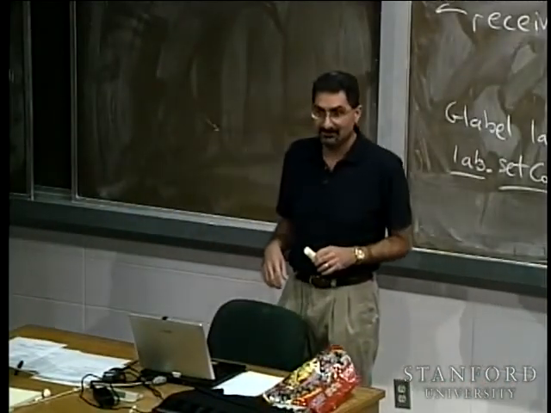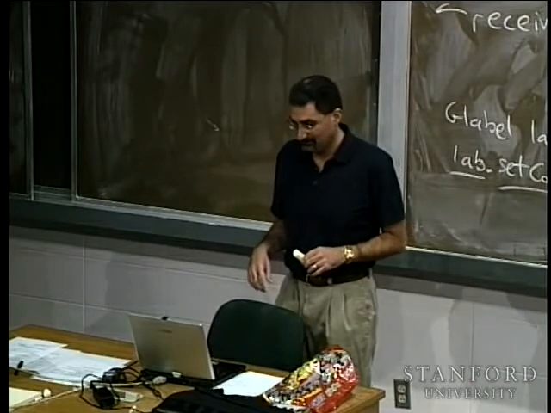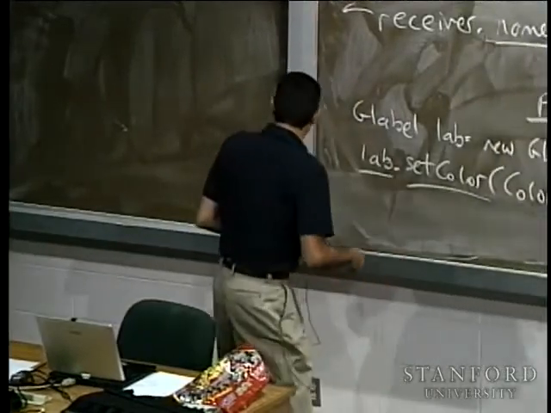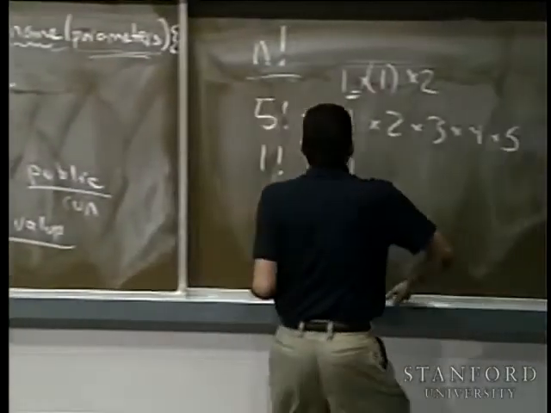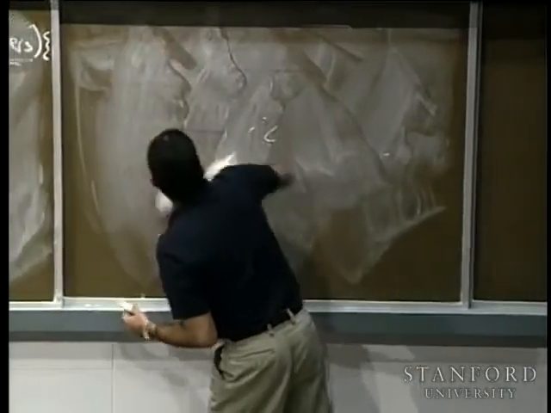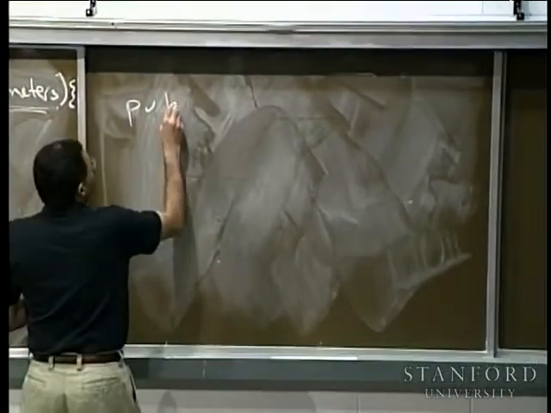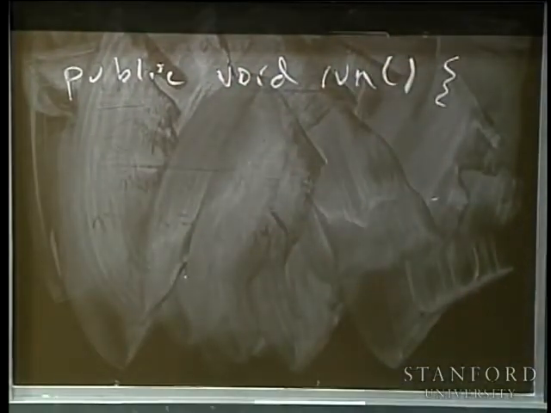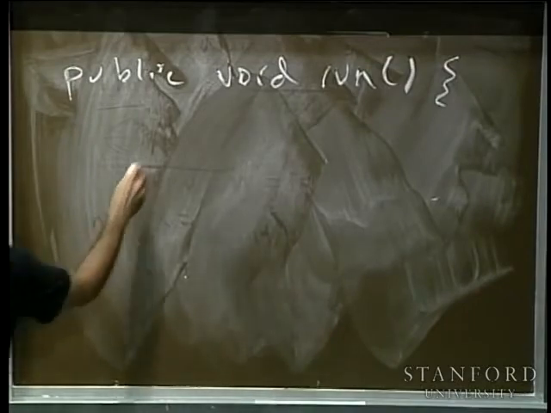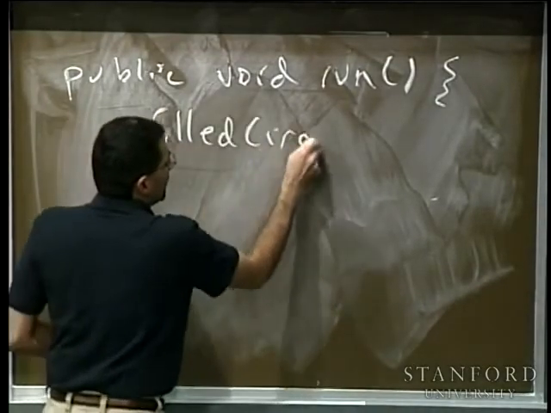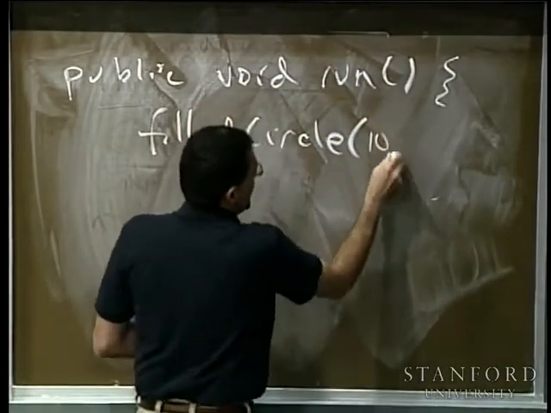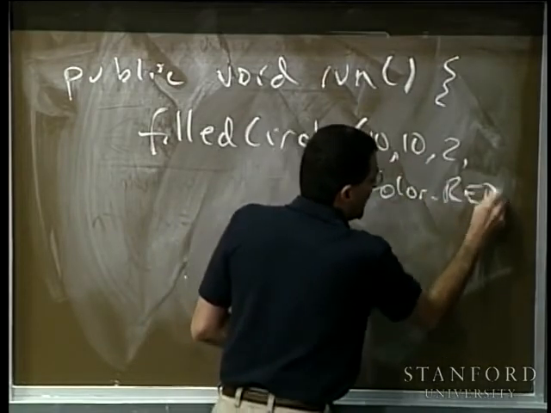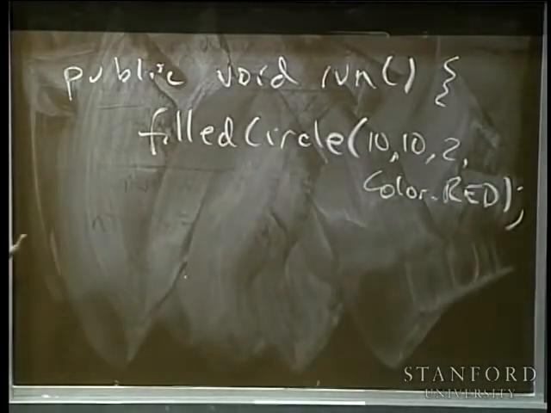In the run method, how would you add that oval? Like, what's the syntax? So let me just write it for you up here. If I actually had the run method, public void run, and then let's say I had this function filled circle. So I call the method filled circle, and let's just say I want to put this at location 10, 10, and its radius is 2, and the color that I want to give it is red. Now, the thing that this gives me back is a G-oval object.